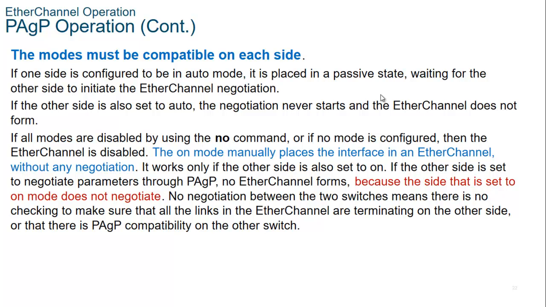The on mode manually places the interface in an EtherChannel without any negotiation. It works only if the other side is also set to on. If the other side is set to negotiate parameters through PAgP, no EtherChannel forms because the side that is set to on mode does not negotiate.